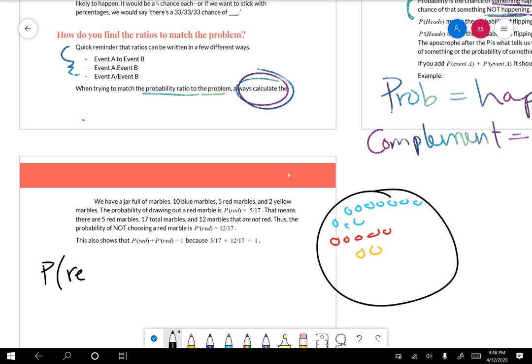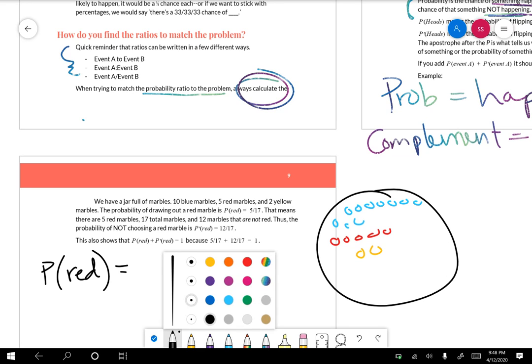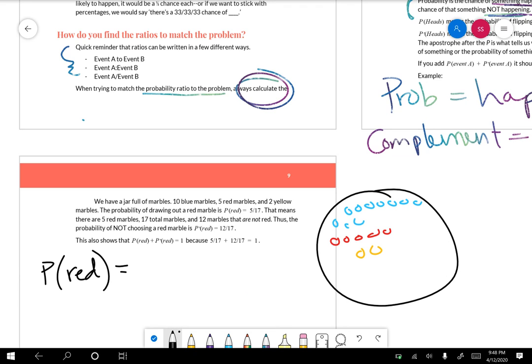Now, the probability of drawing out a red marble, so probability of red. Because there's 5 red marbles, and we're talking theoretical probability, the theoretical probability of drawing that red marble would be 5 out of the 17 marbles total.